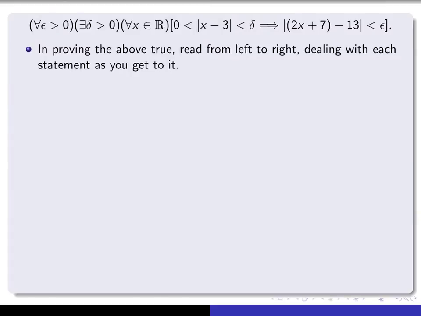Now that's much more complicated than the proofs we've been dealing with up until now, but it's still the case that if you want to prove such a thing, you should read from left to right, and you should deal with each statement as you get to it. So you would begin by dealing with this statement, then this one, and then this conditional. Okay, so always read from left to right.